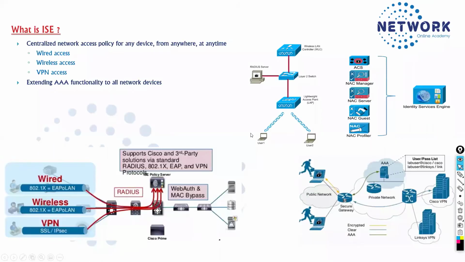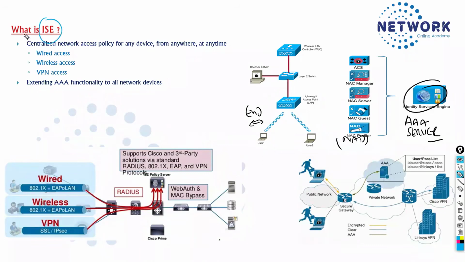Now, what is ISE? ISE is a AAA server. Like we discussed, there are three main components. So the end users or the supplicants, and then the network access devices, and then the AAA server. Now, this AAA server can be an ACS server or it can be a Cisco ISE.